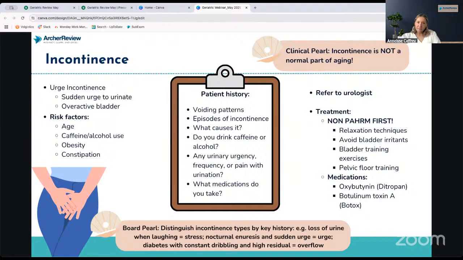There's three main types. There's urge, stress, and overflow. And you need to be able to differentiate between these three types. Urge is going to be an overactive bladder. That's when all of a sudden they just feel like, I have to go so bad, I have to go right this second. Kind of similar to that feeling when you have a UTI, but it doesn't burn.